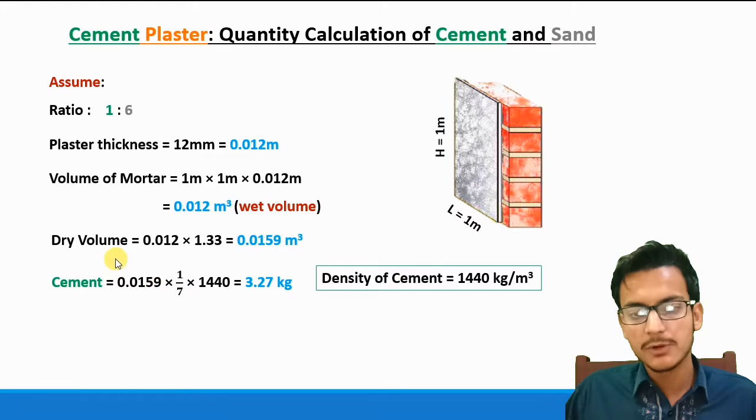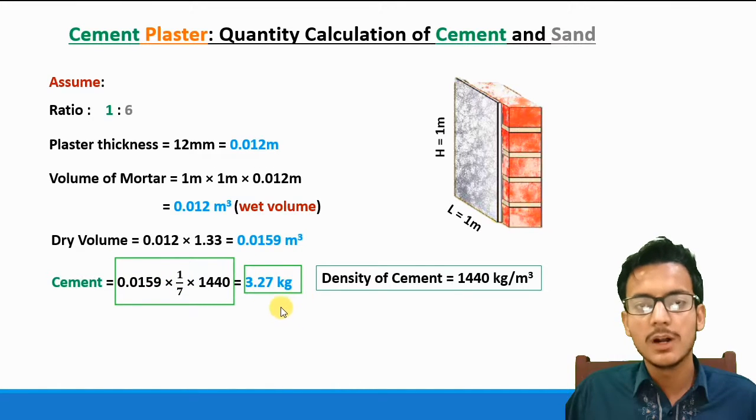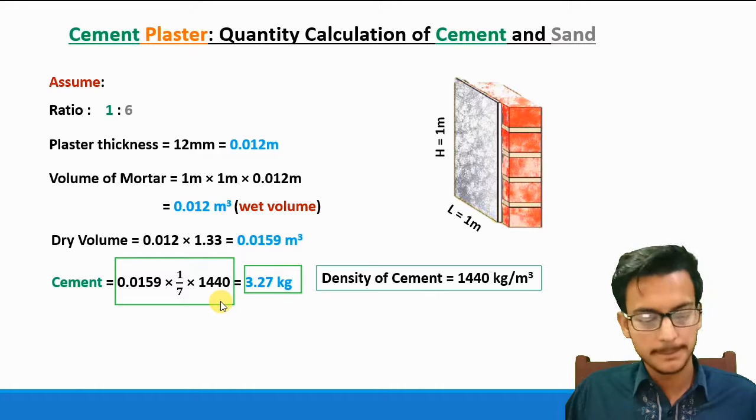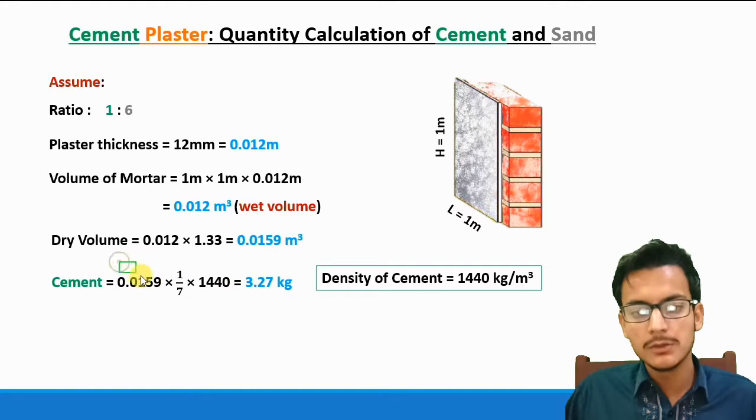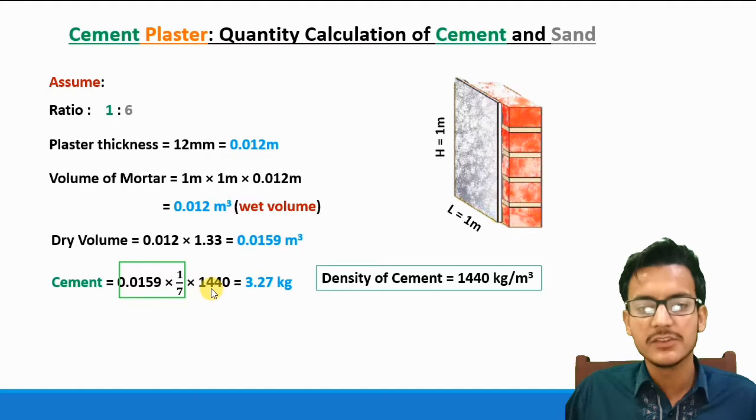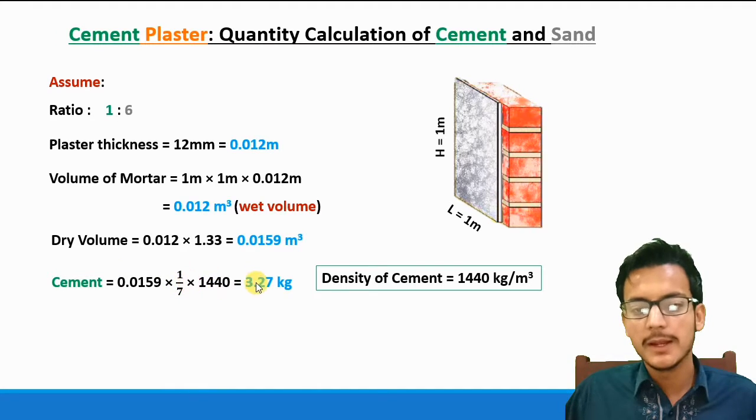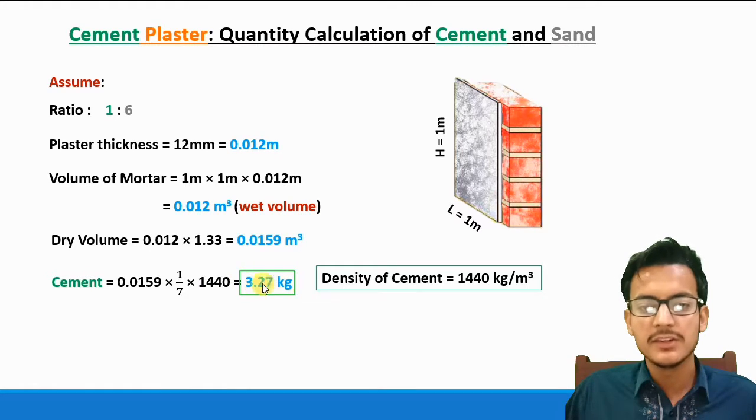So after multiplying these three values you will get your answer in kg. If you want your answer in cubic meter, just multiply the first two values, don't multiply the density of cement. And if you want your answer in cement bags, just divide this value by 50, then you will get your answer in cement bags.